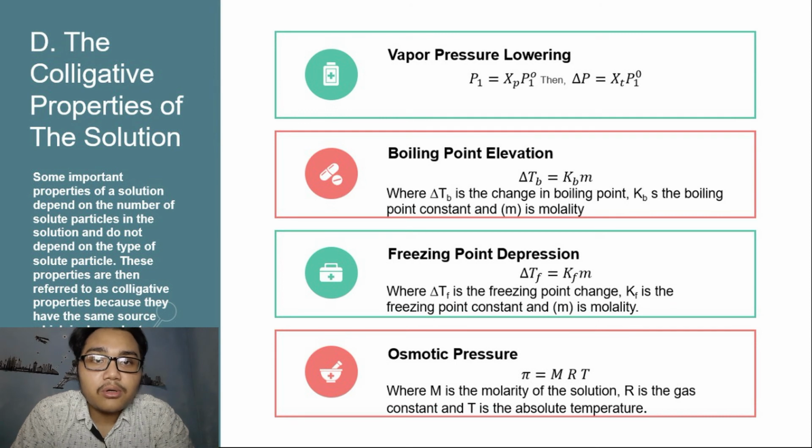The last one is osmotic pressure. Osmotic pressure is the pressure needed to stop osmosis. Osmosis means the net movement of solvent molecules through a semi-permeable membrane from a pure solvent or from a dilute aqueous solution to a more concentrated solution. The formula is P equals molarity multiplied by the gas constant and multiplied by temperature.